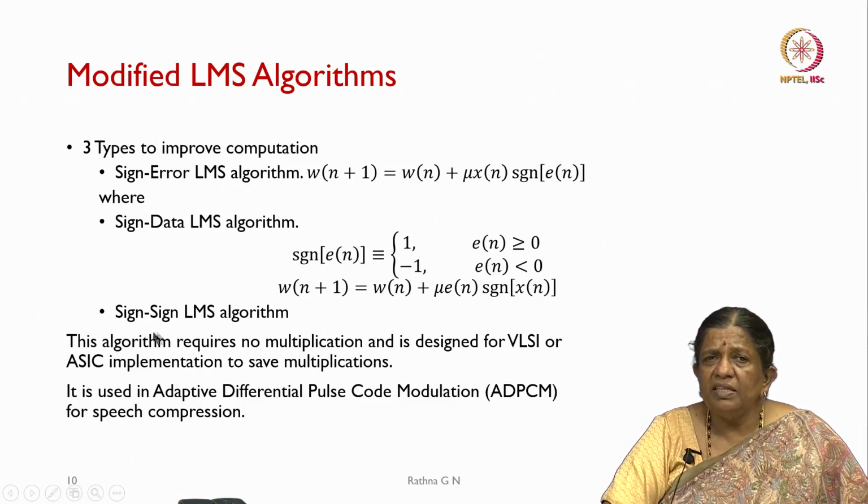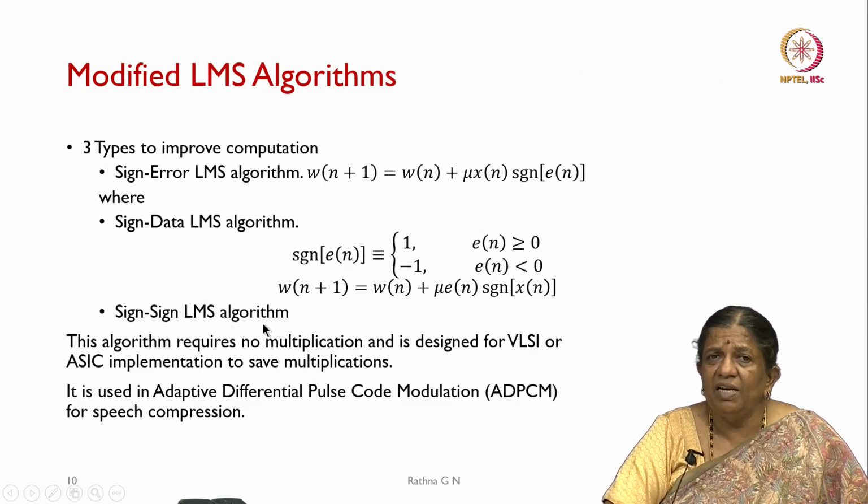The other one is the sign data LMS algorithm. Here it is based on the sign of the data that you are going to have. In this case, the sign of x of n is taken, so that you are reducing your computation. The other one is the sign-sign LMS algorithm. This algorithm requires no multiplication and is designed mostly for VLSI or ASIC implementation to save multiplications.